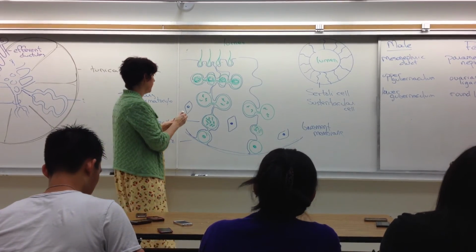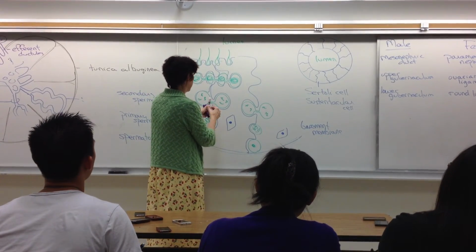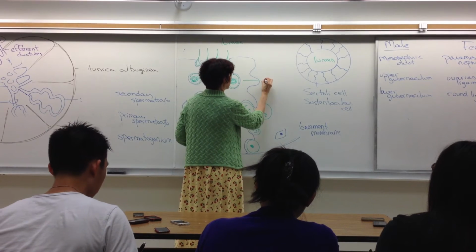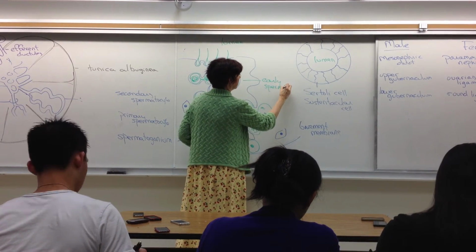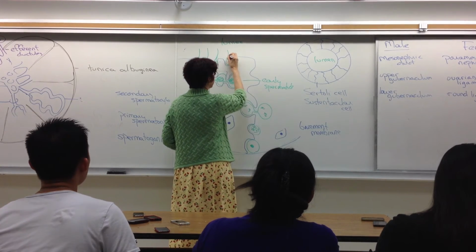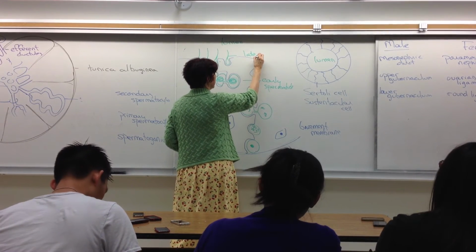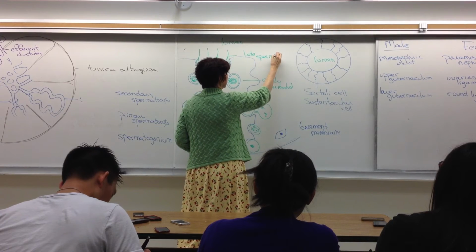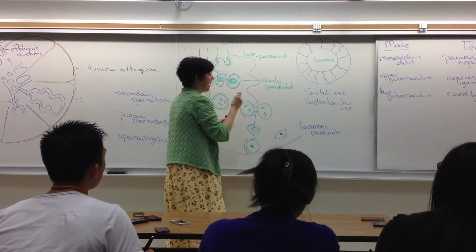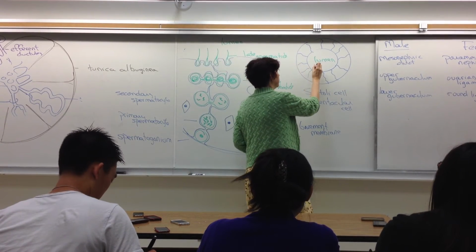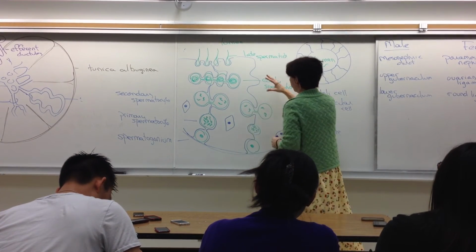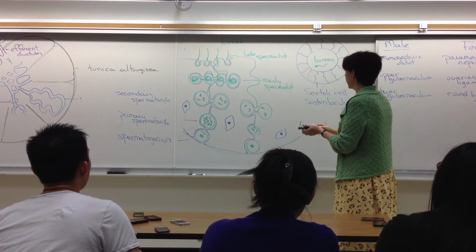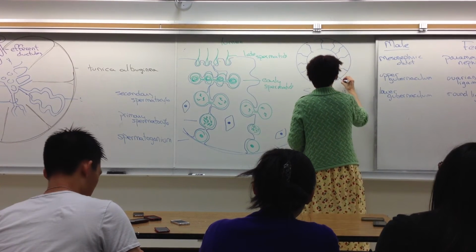So these are the developing spermatocytes. These are now known as early spermatids. These are known as late spermatids. And it's not until they're actually freed within the lumen of the seminiferous tubule, no longer associated with the cell, that they're known as spermatozoa.